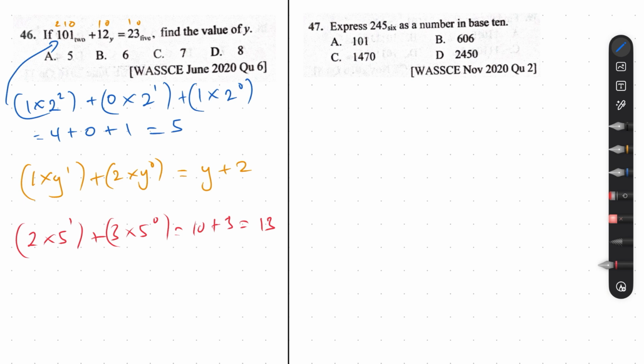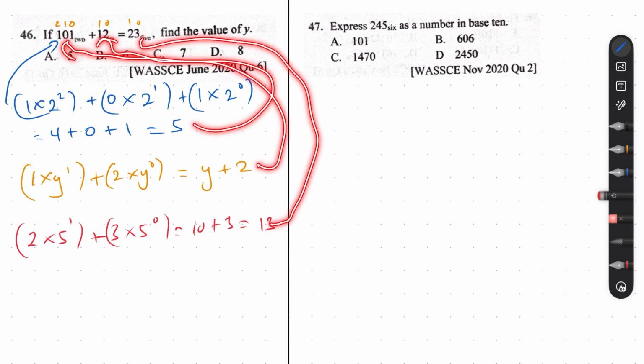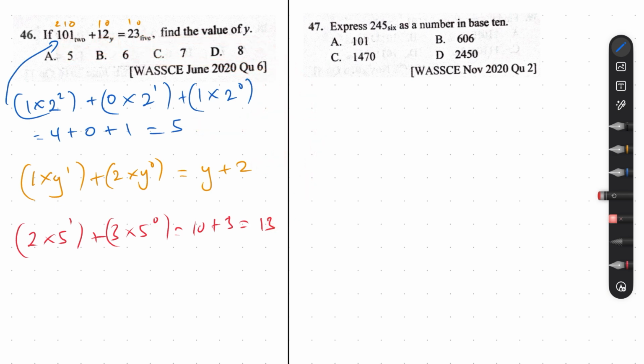So we put them into the equation here. So this goes here, and this goes here, and then 13 goes here, okay? So we have 5 plus y plus 2 is equal to what? 13. So y will give us what? 13 minus 7, which is equal to 6. So our y is equal to 6, which is B.